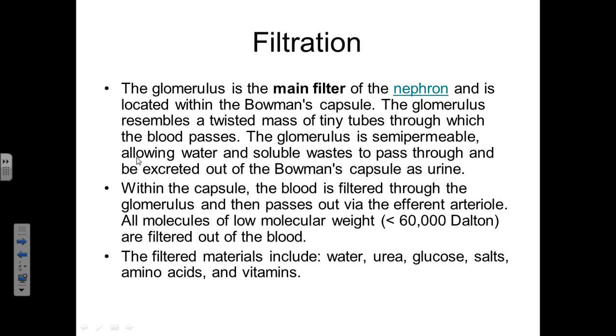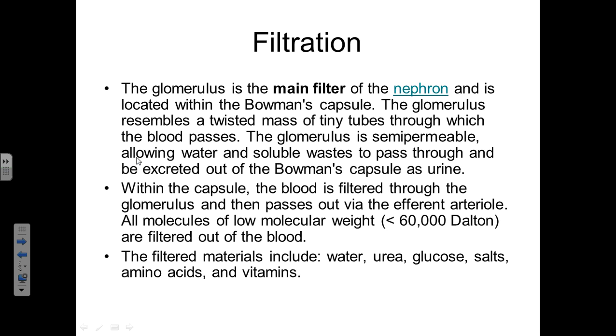Again, that is called filtration. Step one in making urine, filtration. I think I covered pretty much everything on this slide already, but again, blood comes into the glomerulus, into that big capillary bed. It's really permeable. So anything that's small, you notice it says here less than 60,000 Daltons.